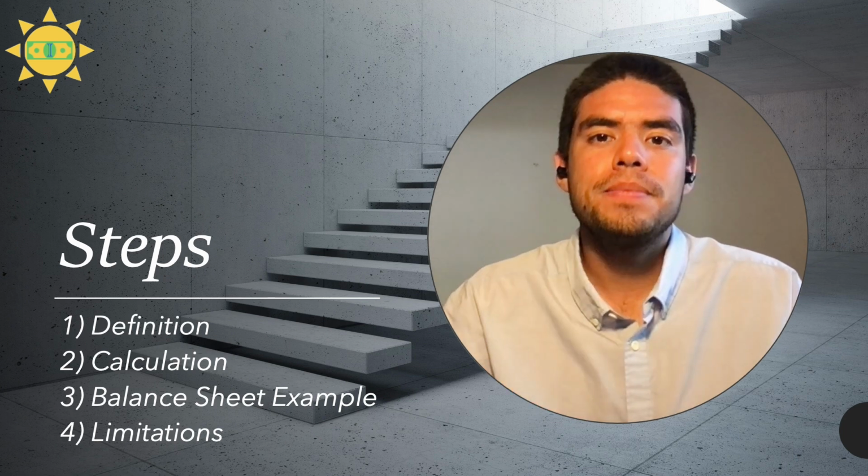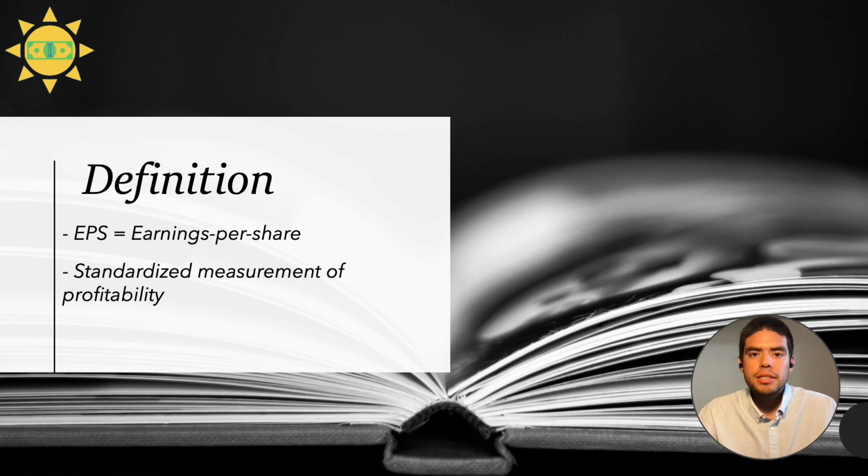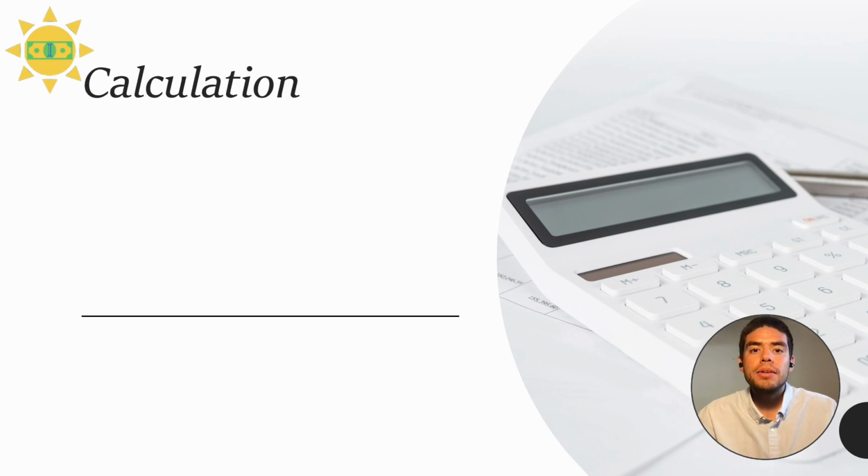Now, let's begin. Let's start off with the definition of the EPS ratio. Now, EPS stands for earnings per share. It is a standardized metric of a company's profitability. It is also useful as an investment analysis comparison made of a company's growth on a quarter-per-quarter basis or a year-to-year basis.